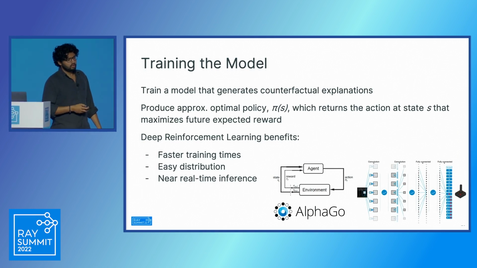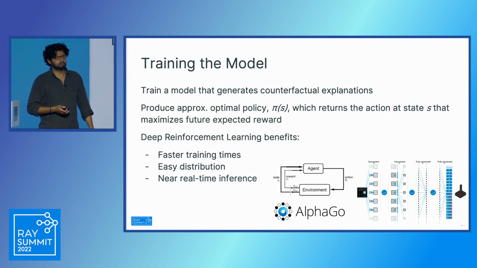Nice. So now that we've defined what the custom OpenAI Gym environment is, we want to define a model that is able to generate counterfactual explanations. What this would look like, again, for our toy credit dataset example, may be increasing income by $10,000 and increasing education by 1 year. In order to do so, we want to produce an approximately optimal policy which would return the best action at a state that maximizes our future expected reward.